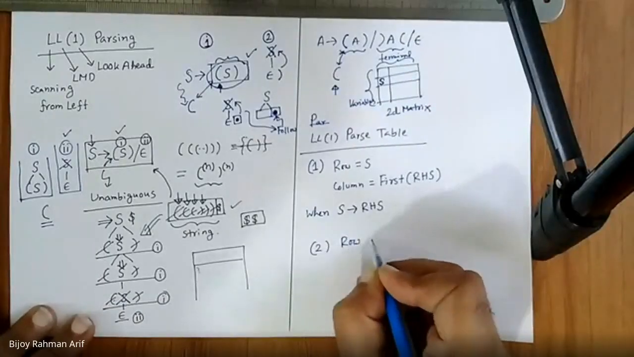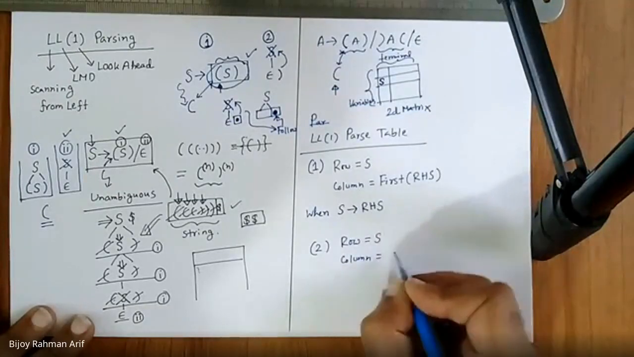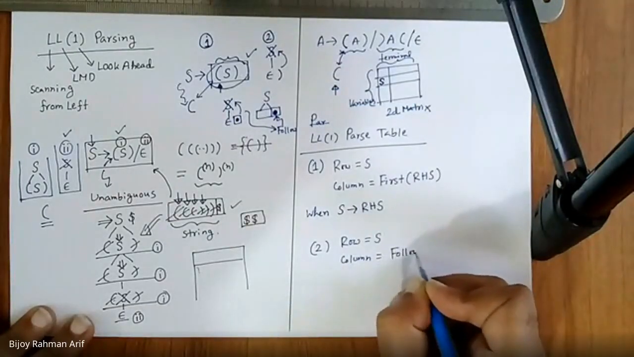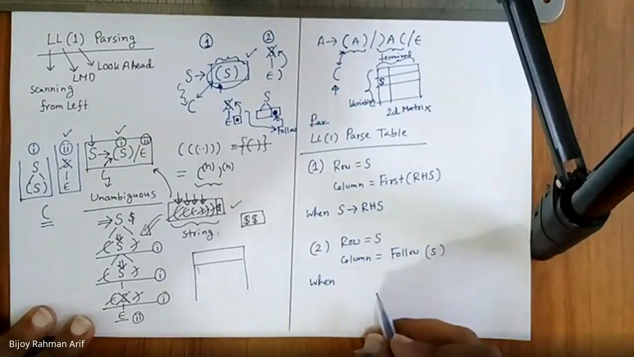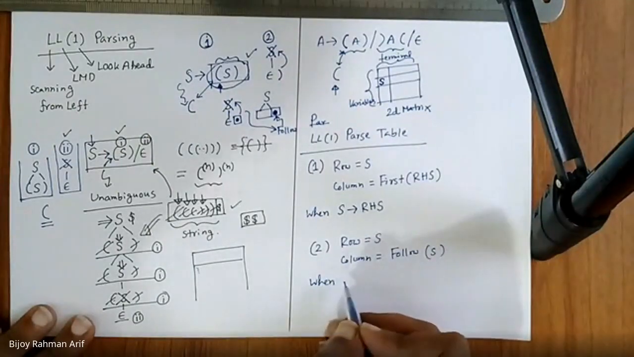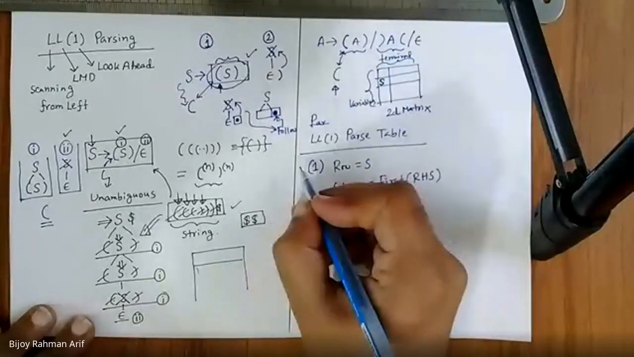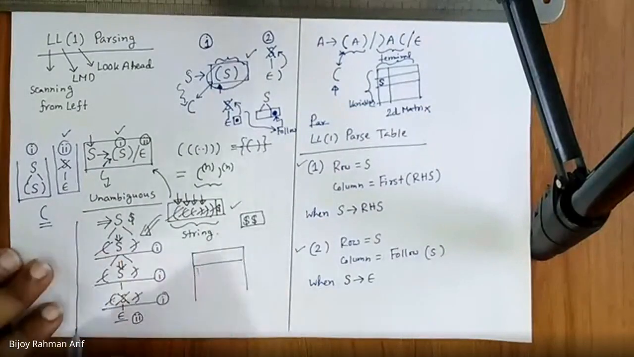No, sir. So row S and column equal to follow of S. What would be the rule? Row equal to S and column equal to follow of S, the rule would be S derives epsilon. So these are the two simple rules. And after that, you are going to do this process.